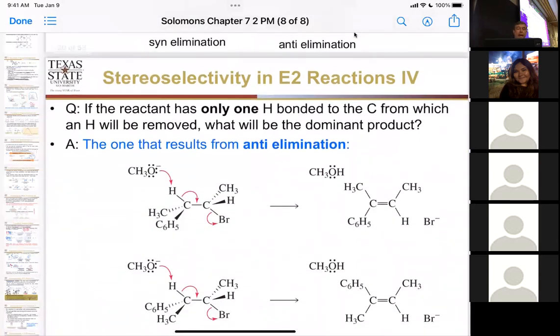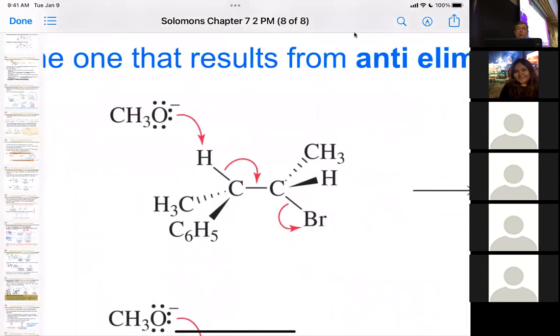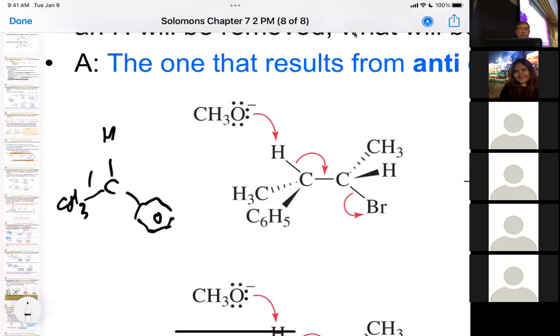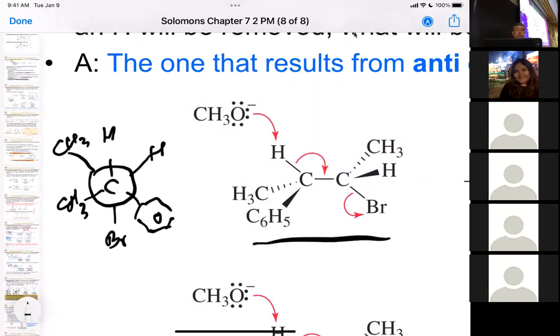And so if we have our position here, let's draw our CH. We have a CH3 on this side, a phenyl ring on this side. Then let's draw our circle here. We have a methyl group up here. We have an H over here and a Br. Okay, so in this configuration, if we removed the only hydrogen we can remove on this side, then we would have to have it in this configuration to form our double bond.